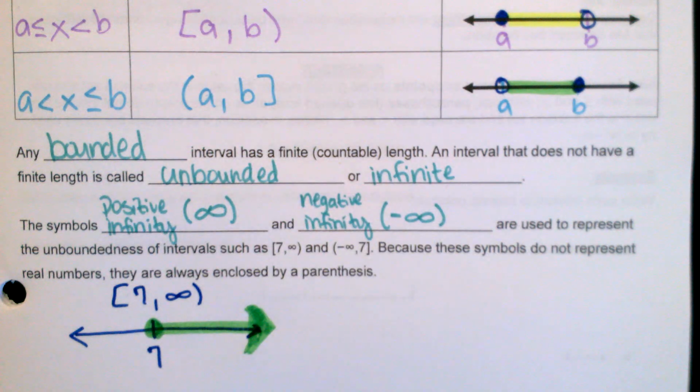It's unbounded. So whenever you see infinity or negative infinity, it will always have a parenthesis. Okay? Because it's unbounded. We can't count it. We can count a finite endpoint. We can count 7. We know what 7 is. We don't know what infinity or negative infinity is. Does that make sense? Questions so far?